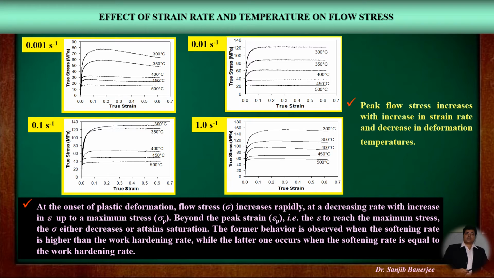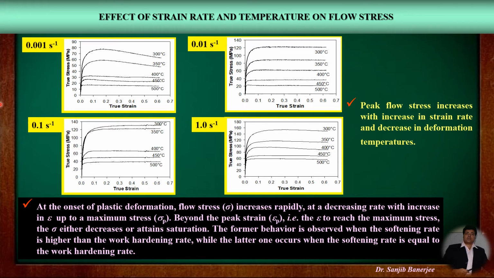Now let us study about the combined effect of strain rate and temperature on flow properties. Here we can see the true stress versus true strain curves, or the flow curves, which were obtained from the compression test performed at 4 different strain rates, that is 0.001, 0.01, 0.1 and 1 per second, and 5 different temperatures, that is 300, 350, 400, 450 and 500 degrees centigrade. So these are the flow curves which were obtained under the different values of strain rates and temperatures.